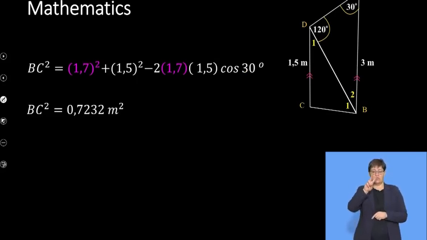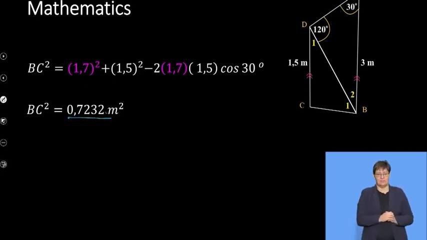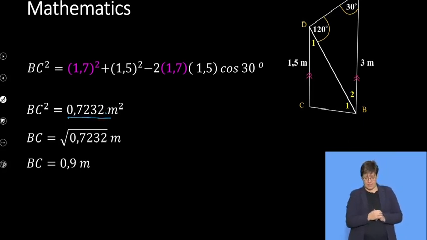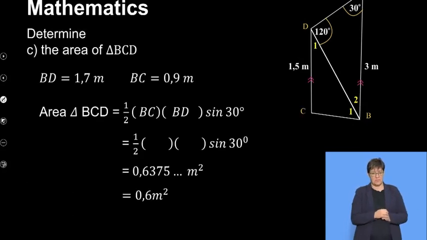That's still not our answer because we want the value for BC. Our calculator will give us this answer, which is obviously not the correct answer yet. We're going to take the square root of that, and then we end up with BC is equal to 0.9 meters. So we've answered that question because the question said find the length of BC, and we've used the cos rule to find the length of that one.